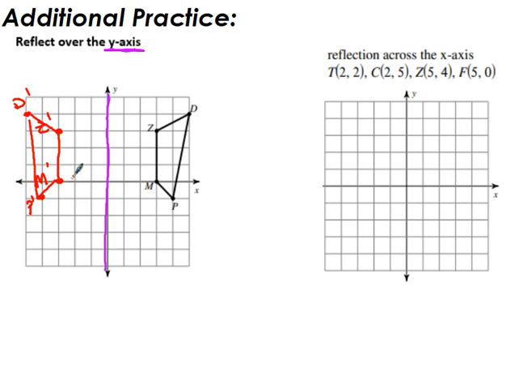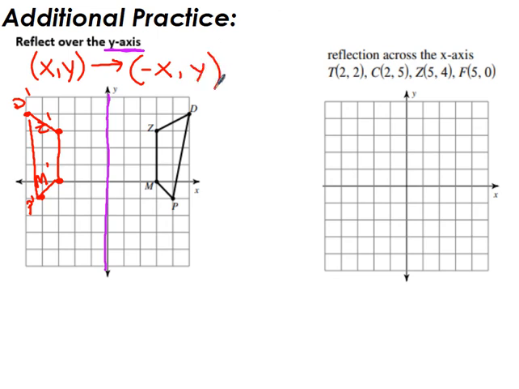Now when we reflect across the y-axis algebraically, what that looks like is, if we notice, the y values are staying the same. Like my Z, my y value is still 3 on both of these. It's the x values that are flipping. So my x values are going to negative, or they're flipping and going to positive. So that's what it looks like algebraically, they're flipping over the y-axis.